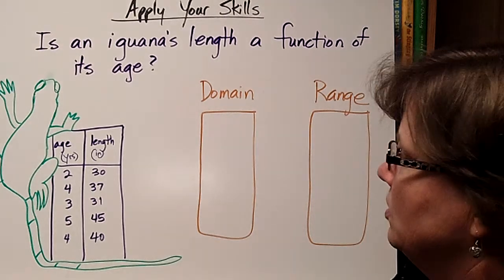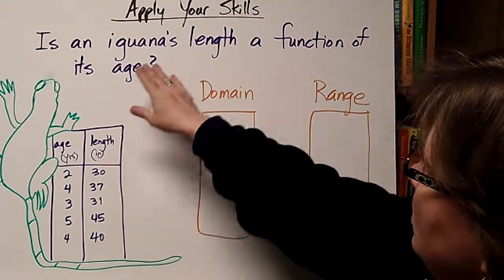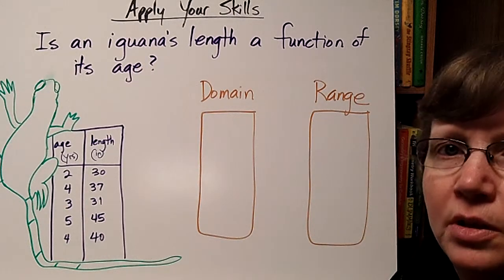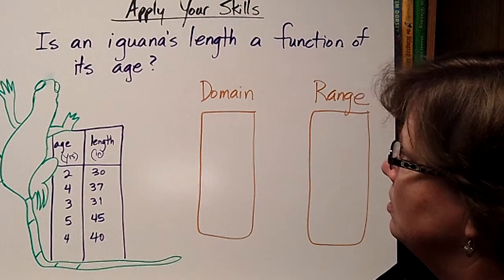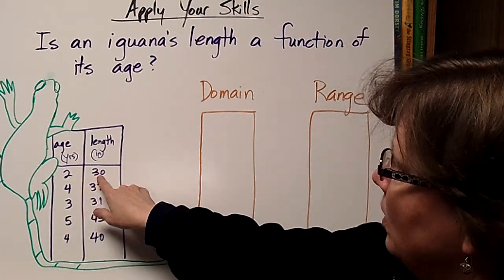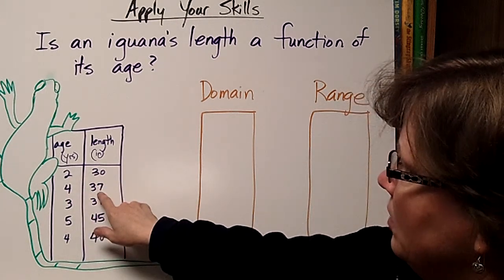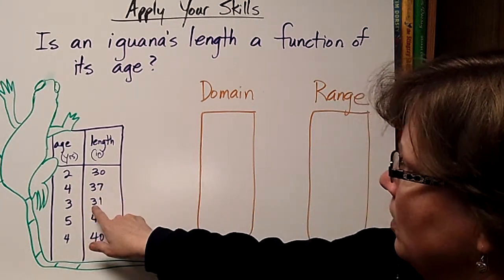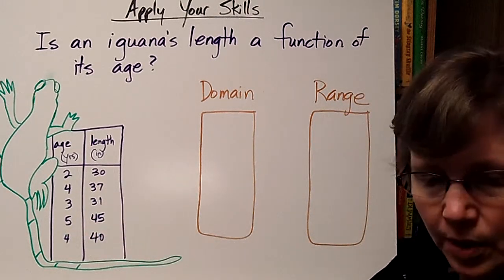We're going to apply our skills for evaluating functions. Is an iguana's length a function of its age? According to our data set in this table, we know at 2 years, an iguana measured 30 inches. At 4 years, 37. 3 years, 31. 5 years, 45. And at 4 years, a 40.